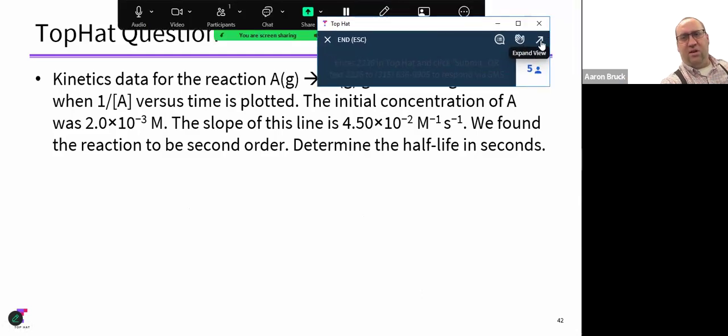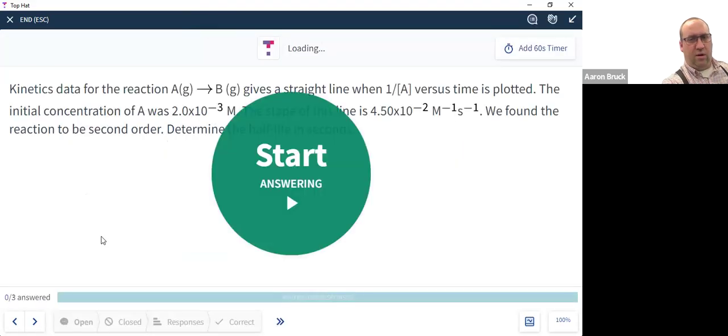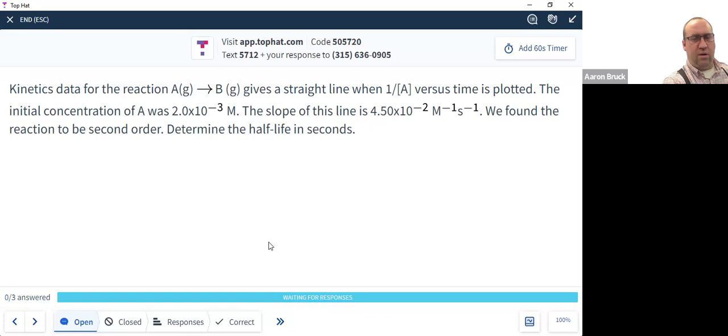All right, last question for the week. We were given data about this particular reaction in an earlier problem. It's the same information, initial concentration and slope of the line for a second order reaction. The question is this: what is the half-life in seconds?